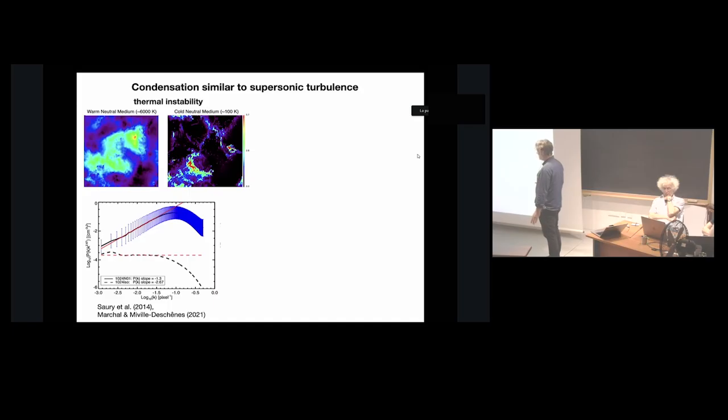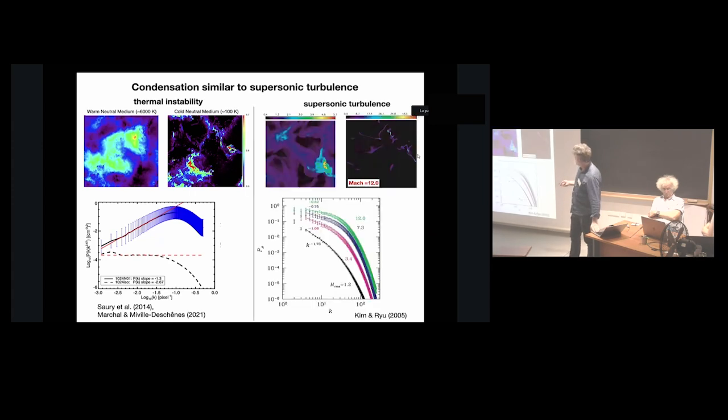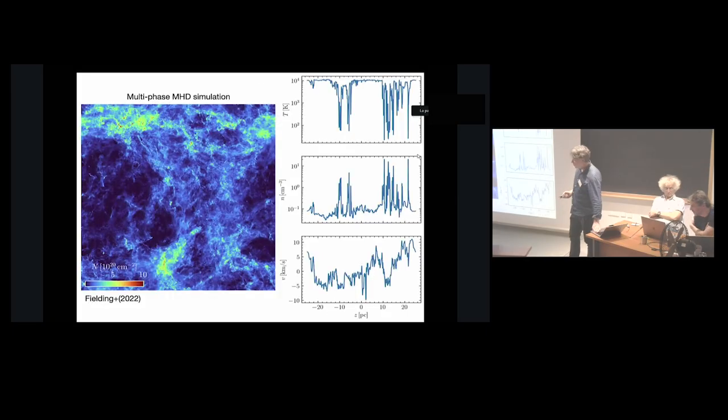So this is a compensated power spectrum. This is close to Kolmogorov, what you would expect for a compressible isothermal fluid at 8,000 Kelvin, and here it's a much shallower spectrum because there's a lot of small scale features. And as I said, this is similar to supersonic turbulence. As you increase the Mach number, you would get shallower and shallower power spectra. It's the same kind of idea, but here it's just the thermal instability that does the trick.